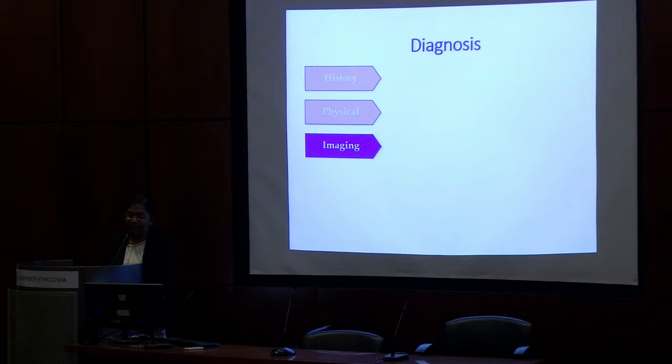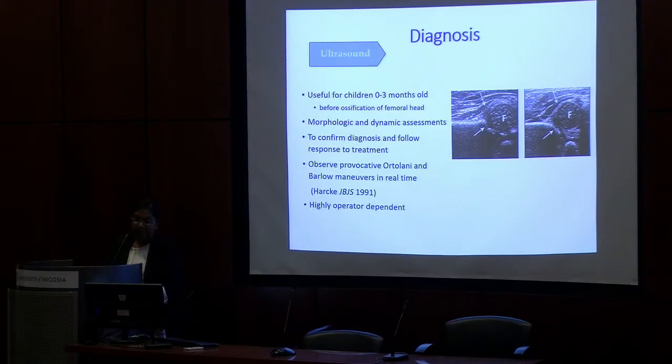So what kind of imaging should you get if you suspect DDH? In infants under the age of 3 to 4 months, an ultrasound is the most effective, and that's because, as we said before, the femoral head doesn't start to ossify until about 4 to 7 months. And this gives you an idea of the morphology of the hip, what the shape of the hip looks like, the position of the femoral head with relationship to the acetabulum, but it also allows you to assess the stability of the hip, and that's a dynamic part of the ultrasound examination. When you stress the hip, you can tell where the femoral head is in relationship to the acetabulum. And so this can be used to confirm your clinical diagnosis and also to follow treatment.